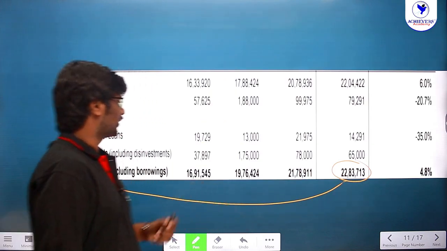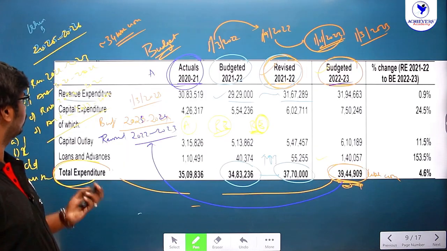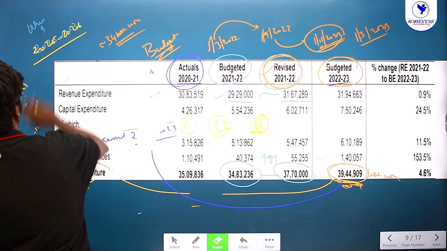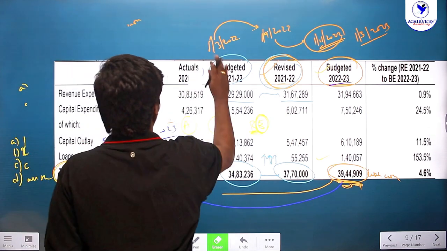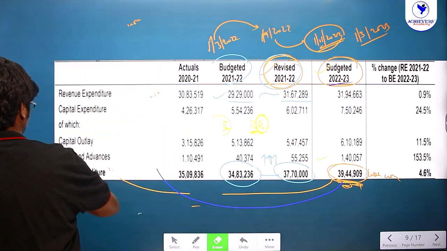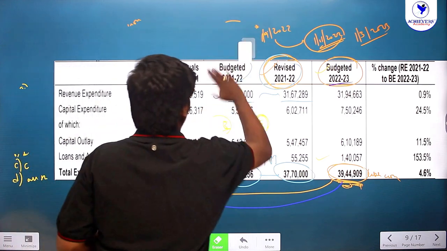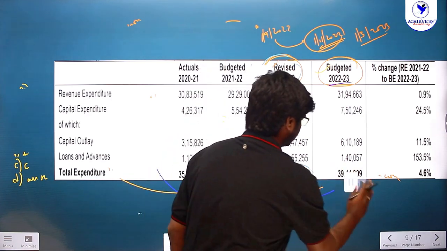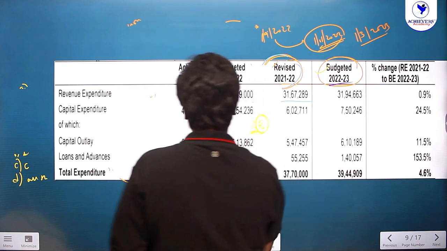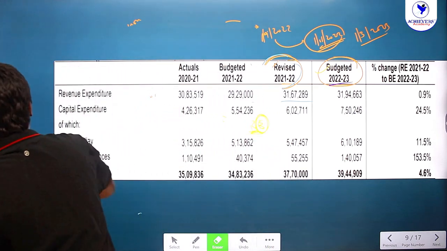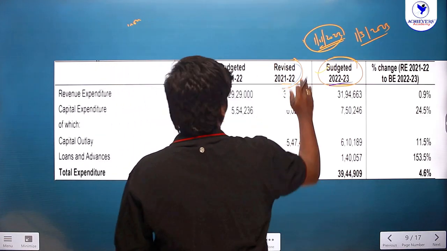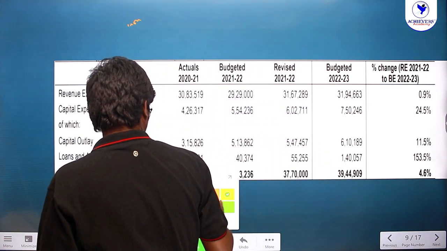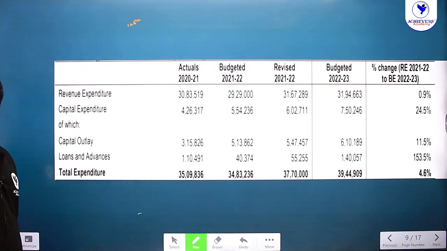Okay, next. So mana brief ga we have discussed what expenditure is for the government, and what the government's total estimated budget is. Okay, so okkasari in detail we'll discuss what are the types of expenditure and what are the types of receipts for the government.